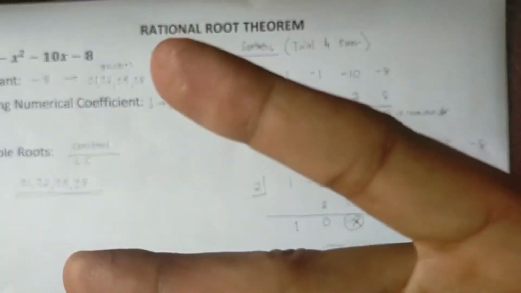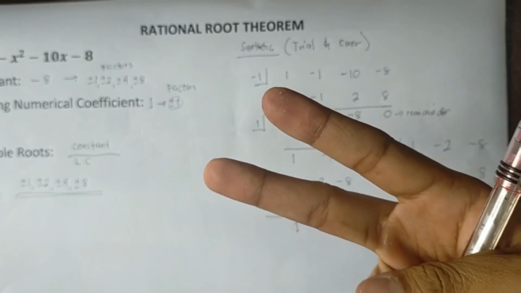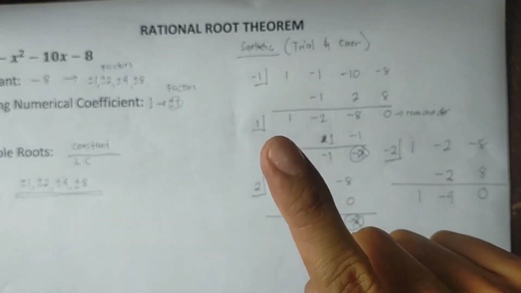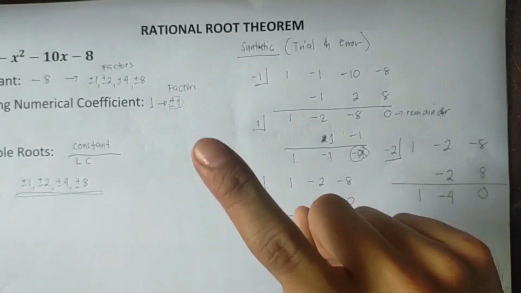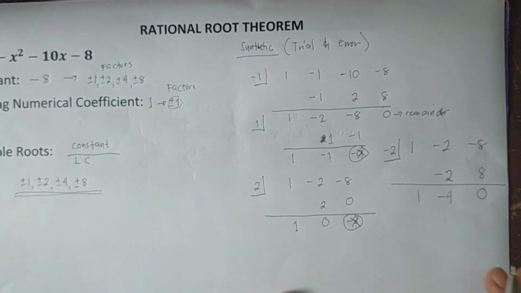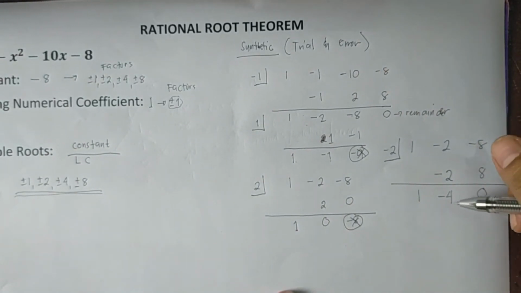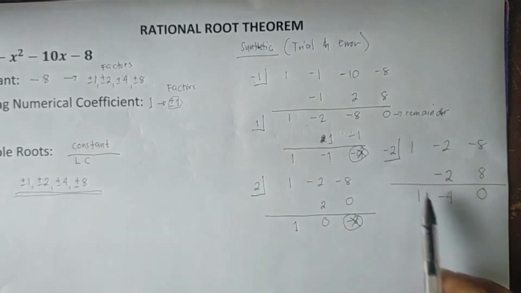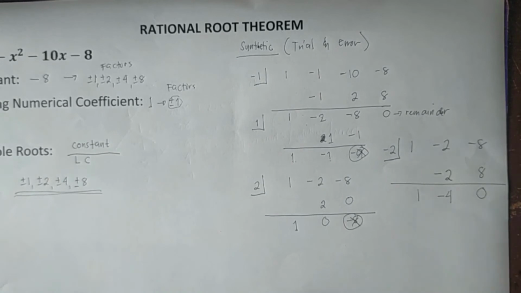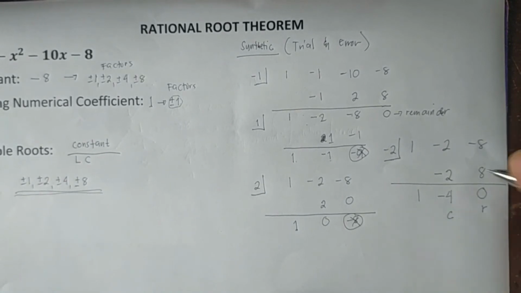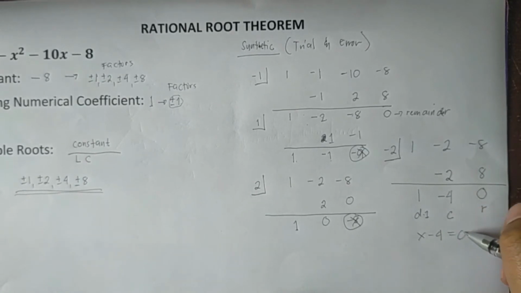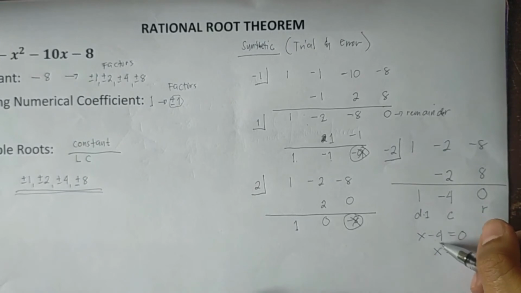Now we have already two rational roots. We have negative 1 and negative 2. We have one more left. How do we get the other factor? Instead of trying another one, 8 here, we can make use of this one. So we have here the remainder, the constant, and the degree 1, as you remember. So this is x minus 4 equals 0. So x is equal to, transposing negative 4, positive 4.